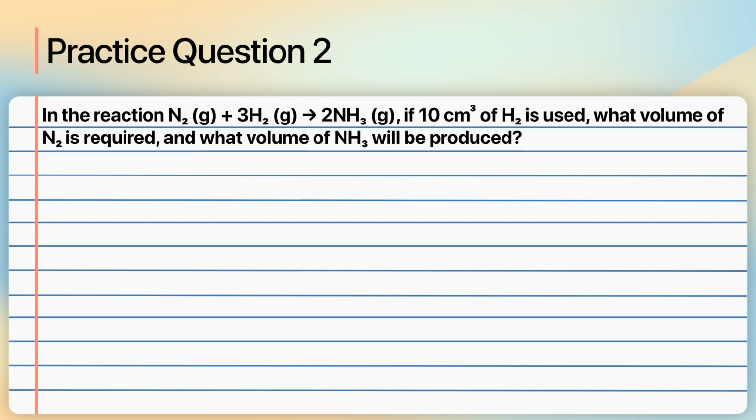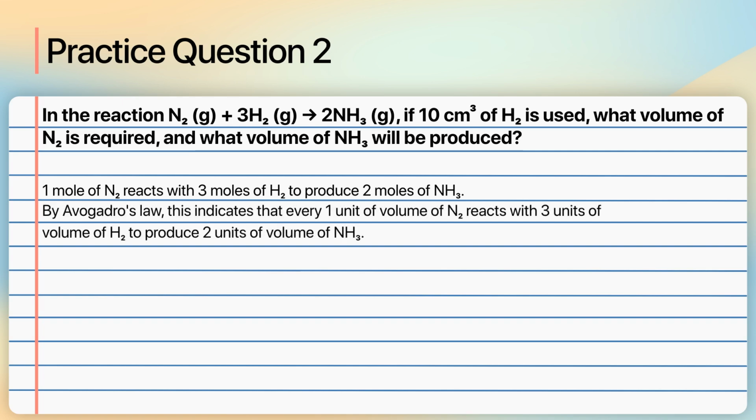According to the balanced equation, 1 mole of N2 reacts with 3 moles of H2 to produce 2 moles of NH3. By Avogadro's law, this indicates that every 1 unit of volume of N2 reacts with 3 units of volume of H2 to produce 2 units of volume of NH3.